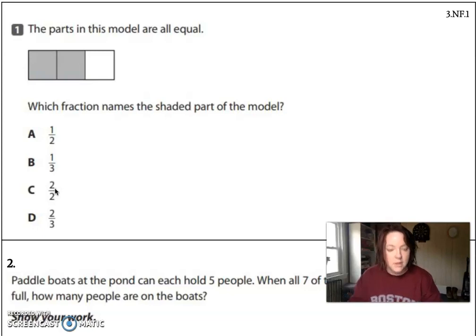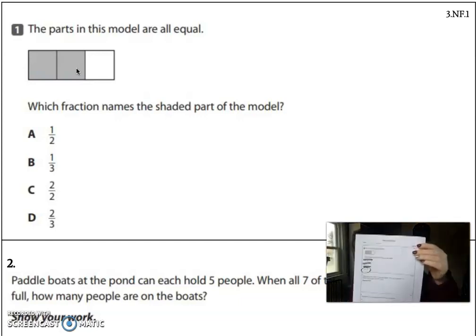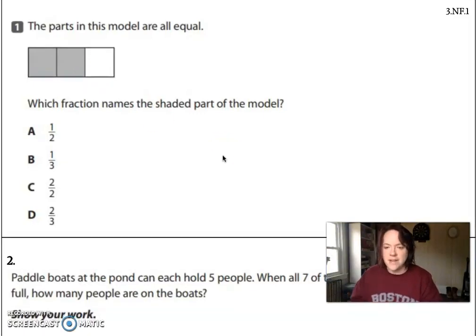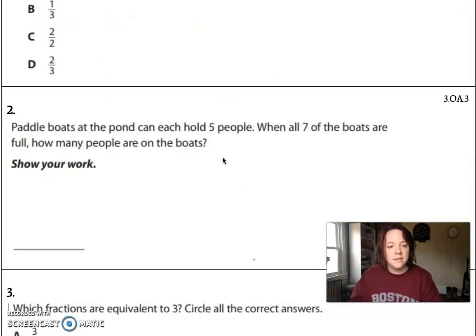So let's look at them. B is 1/3. It's asking for the shaded part of the model. 1/3 or 2/3. So let's see how many are shaded. 1, 2. So then our answer would be 2/3, not 1/3. So we're going to circle D, cross out B, just like that. Perfect. That one was kind of easy to get us started. Number 2.